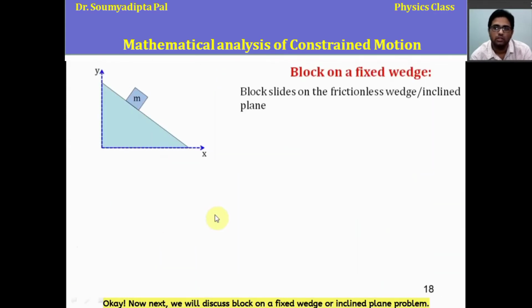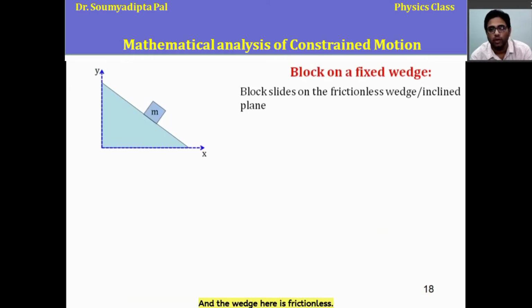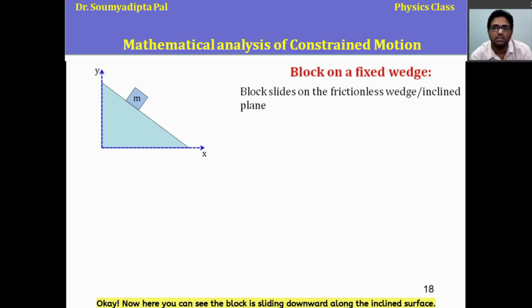Next we will discuss the block on a fixed wedge, or inclined plane, problem, and the wedge here is frictionless. Here you can see the block is sliding downward along the inclined surface, right? So this is another example of constrained motion.